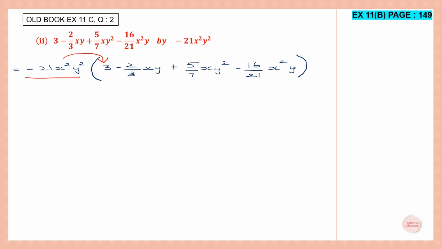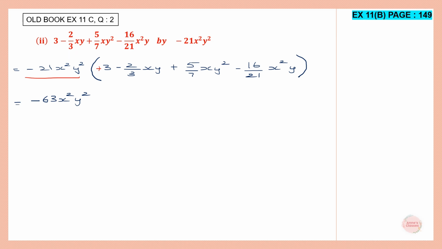First one is only 3, so that is easy. So here this has a minus sign, minus 21, whereas 3 has a plus sign. So minus into plus is minus. 21 into 3 is 63. Then we have x square and y square here, which we can write as it is here. So that will be x square y square. So we finished with this.